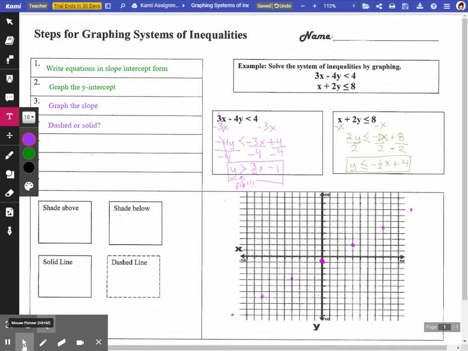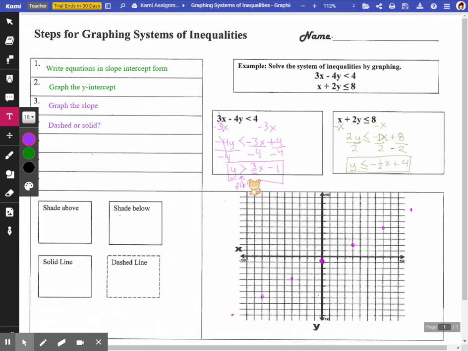So the next step when you're graphing a linear equation would be to fill in the line. But because this is an inequality, we need to look at whether it's a dashed line or a solid line. For an equation, you're dealing with a line that's equal, so it's a solid line. But for this one, y does not equal 3/4 x minus 1. Y is everything greater than that, but it does not include that.